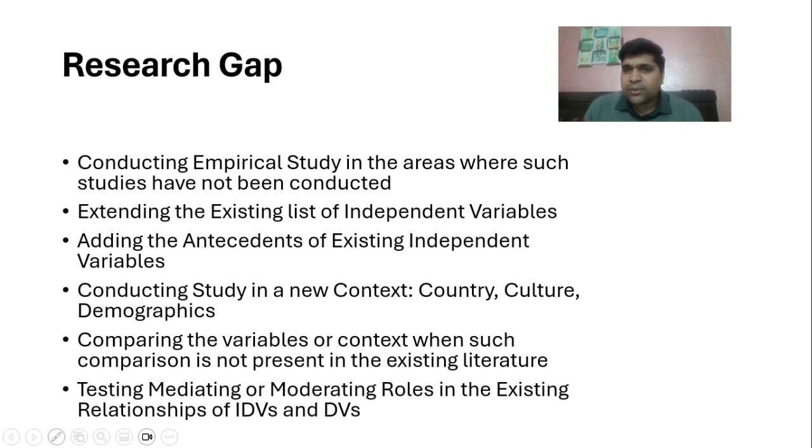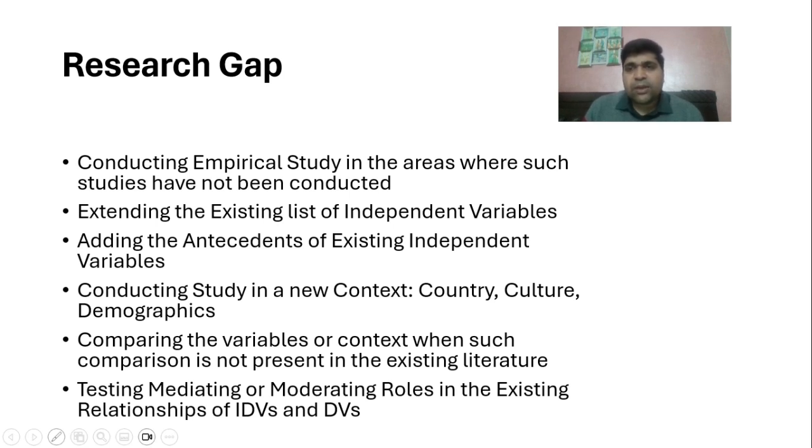Extending the existing list of independent variables. So independent variables, even dependent variables. Extending the list means, suppose brand equity. If we refer to David Aaker, there are five parameters that influence brand equity. You can extend this model. You can add two, three new parameters, or you can add antecedents to the existing parameters.